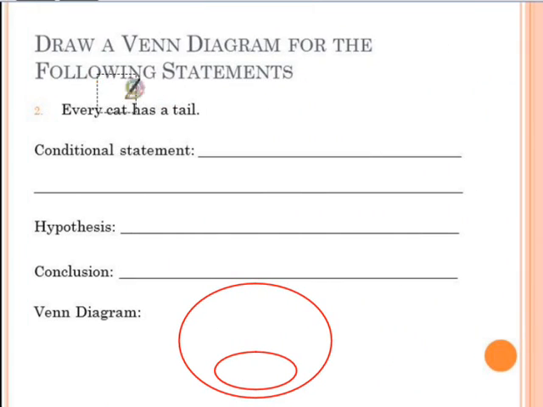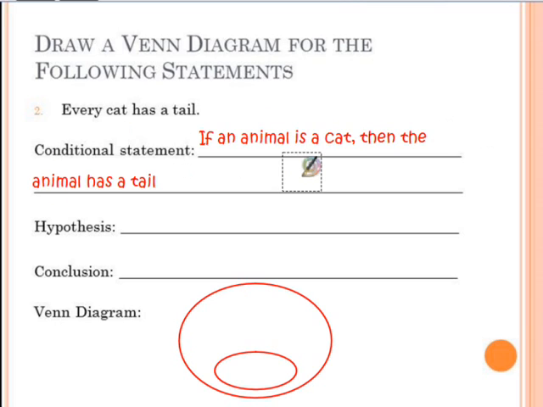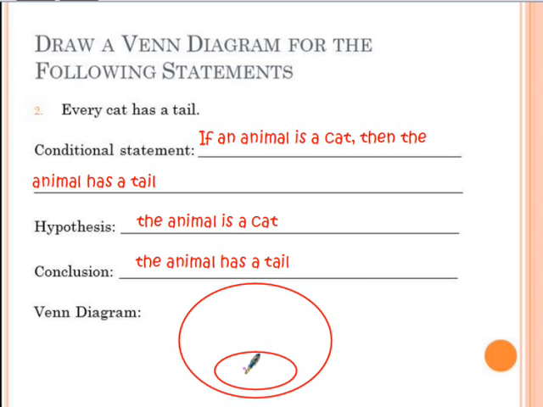Every cat has a tail. So write a conditional statement from every cat has a tail. If an animal is a cat, then the animal has a tail. So there's our conditional statement. The hypothesis, the animal's a cat. The conclusion, the animal has a tail. So again, really simply, all we have to do is cat, tail. No problem, right? If it's a cat, it has a tail.